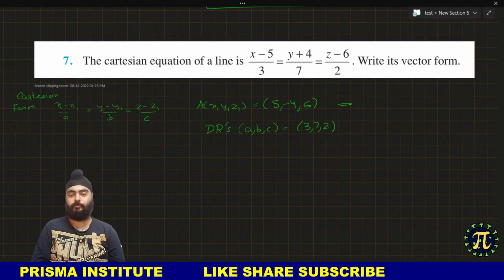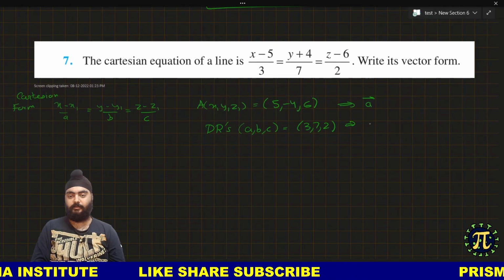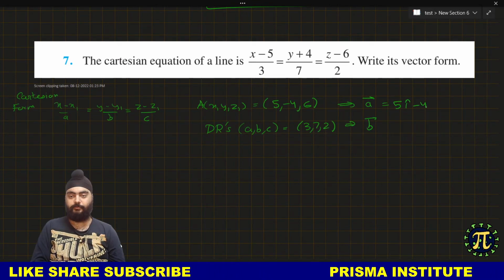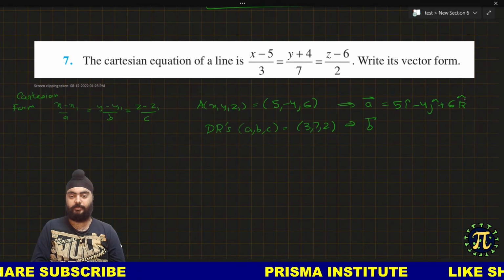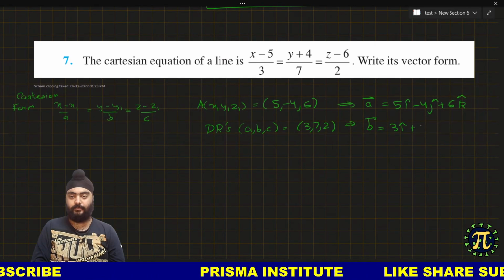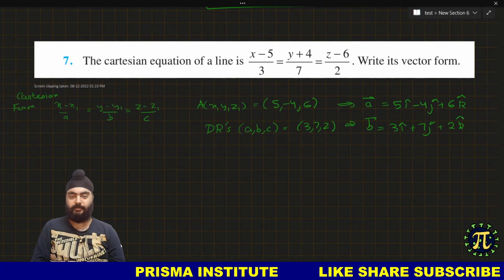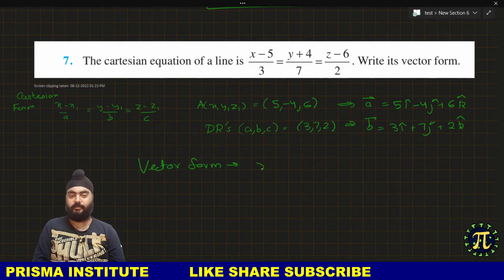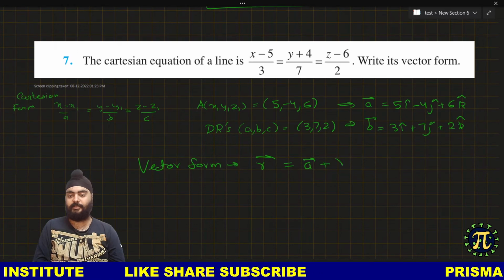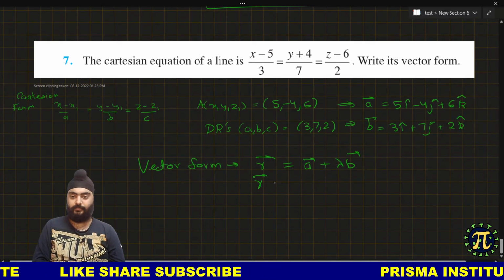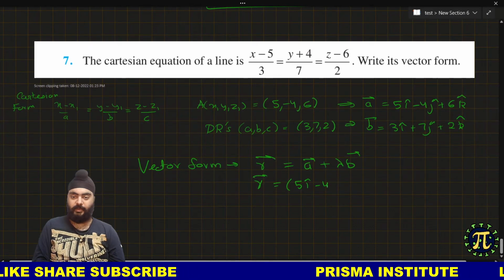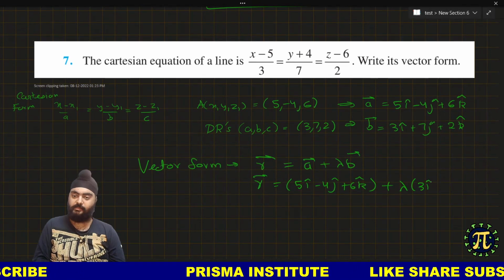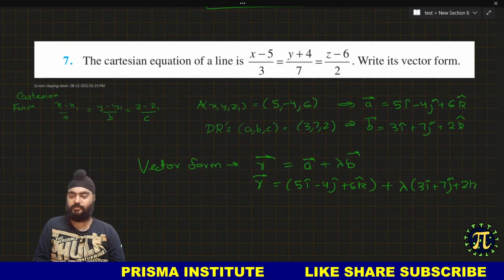From this I can define two things, the vector a and the vector b. This is the position vector of the point, which is 5i − 4j + 6k, and I can also find the direction of the line, which is 3i + 7j + 2k. The vector form of a line is a vector plus lambda times b vector, that is, r = point on the line + lambda times direction of the line. So 5i − 4j + 6k + lambda(3i + 7j + 2k). This is method 1.